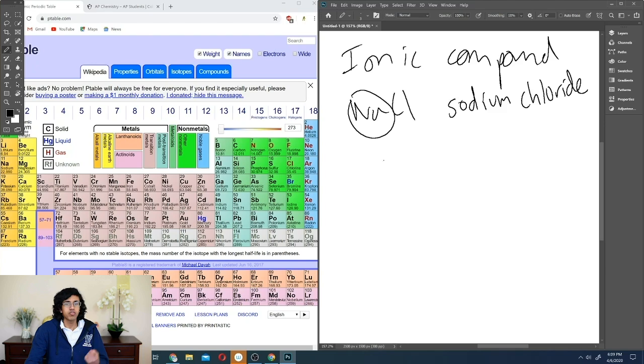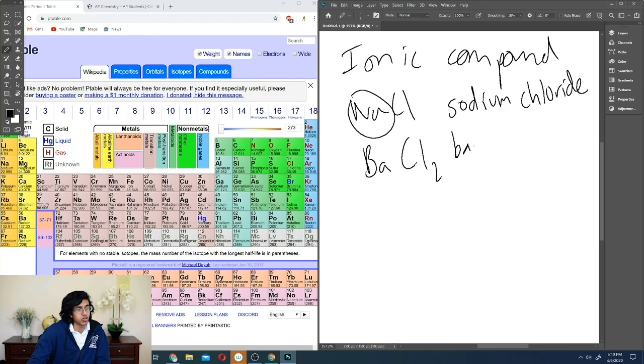Okay, cool. It doesn't even matter if it's like Ba, which has 2 valence electrons, and Cl2. You know that it's Cl2 because barium has 2 extras, Cl only has 1 open slot, so in order to give away all its electrons, it has to bind with 2 chlorine atoms. So, barium chloride. You don't even care how many there are, it doesn't matter.